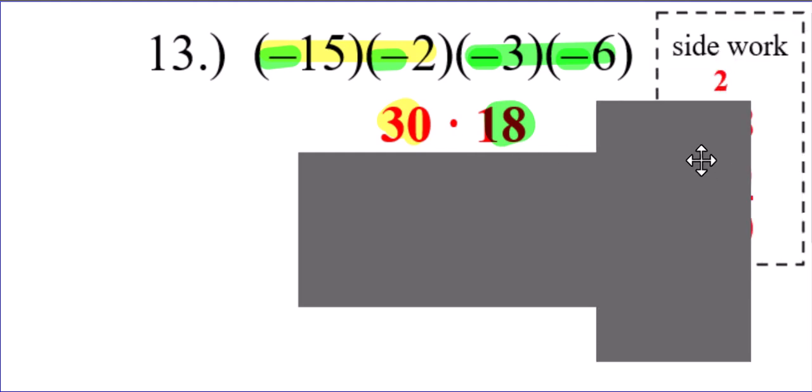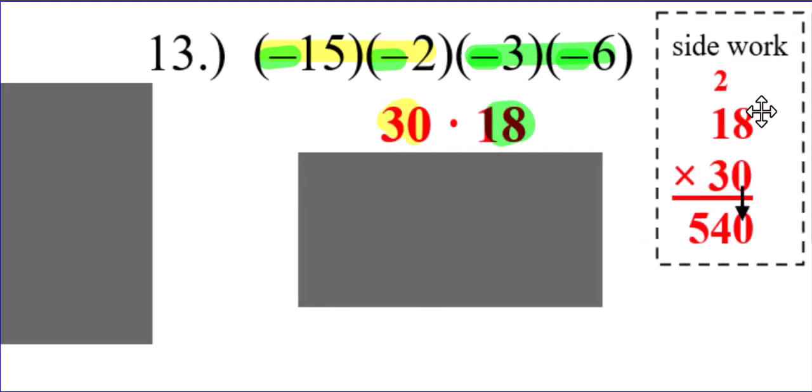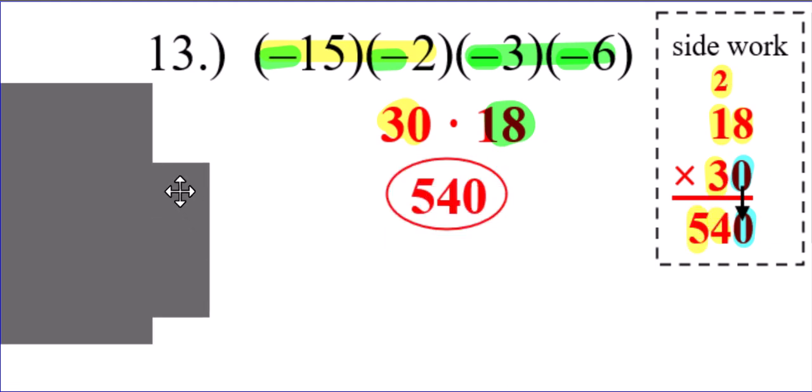30 times 18. You might not have any idea what 30 times 18 is. Here's a little trick. I don't know if you were taught this back in elementary school or not. If you multiply by a number that ends with a 0, you can just drop that 0 straight down. And then multiply everything else by the 3. 3 times 8 was 24. I carry my 2. 3 times 1 is 3 plus 2 is 5, giving me 540. Now, could you multiply in a different order than what I did here? Yes, you could, but you still should get positive 540 in the end.